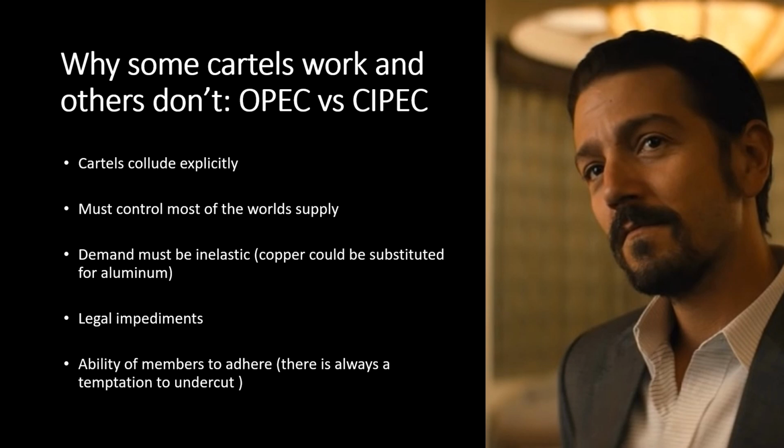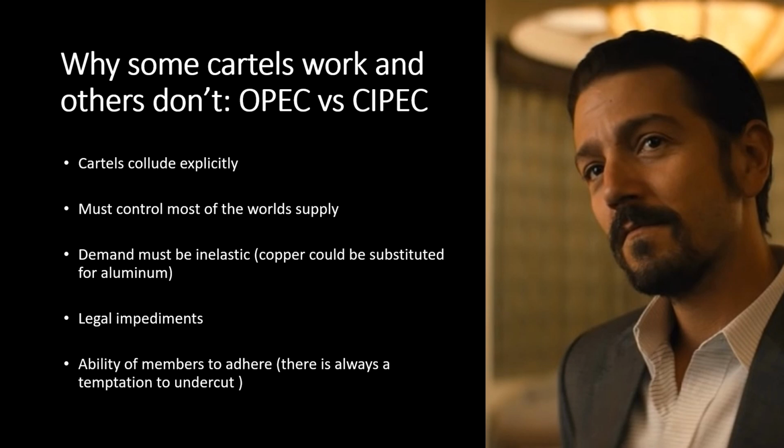But for a successful cartel, like OPEC, you have to control most of the world's supply. There are very few oil producing countries that are not part of OPEC, and they're not enough to control most of the world's supply. So OPEC is the cartel that controls most of the world's supply of oil, whereas with the copper producing countries, the members weren't enough to control most of the world's supply of copper.